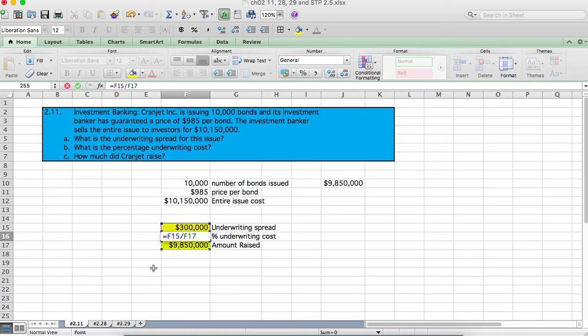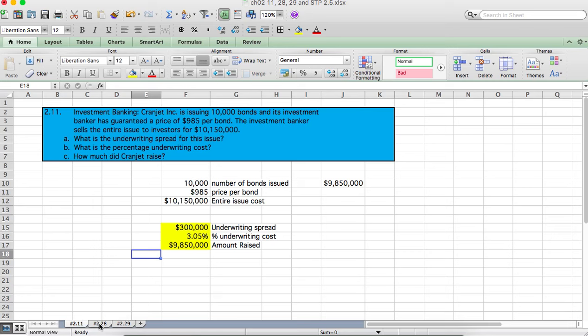So did you see that? I did equals the 300,000 divided by the amount raised, and then press enter, and that gives you this weird decimal. But you want to make sure that you click on percent, and then always try to add a couple of decimal spaces. So by adding 2 decimal spaces, I get 3.05%, which is in the back of the book.